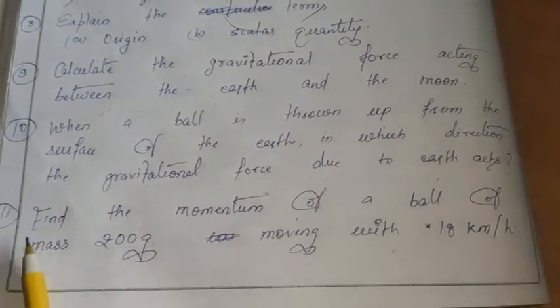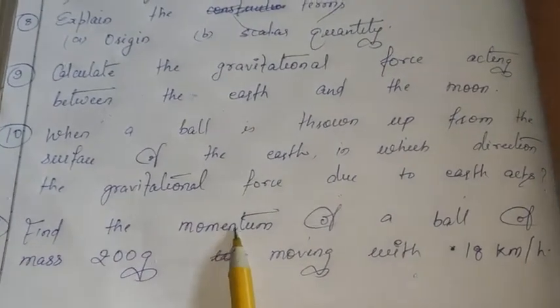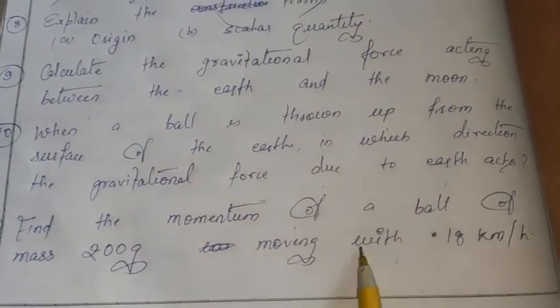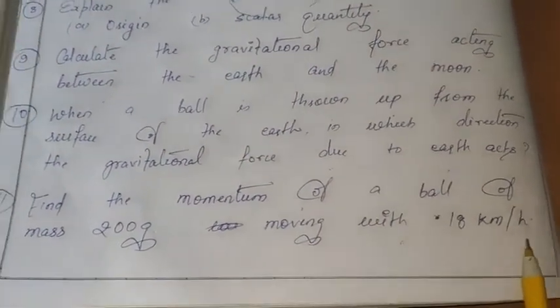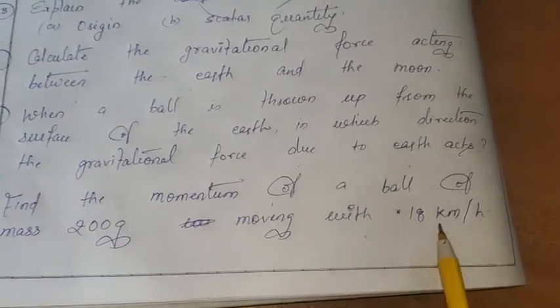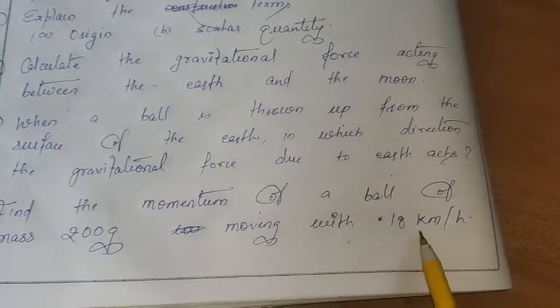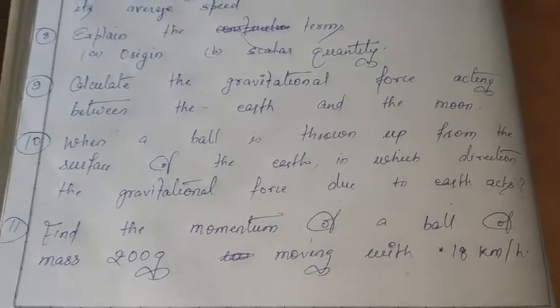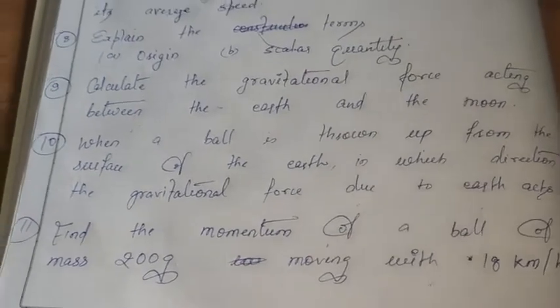Question number 11. Find the momentum of a ball of mass 200 gram moving with 18 km per hour. If a ball is having mass 200 gram and it is in motion, the value for speed is given 18 km per hour, then what is the value of momentum that you have to calculate?